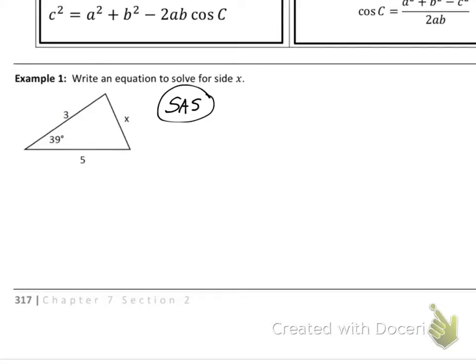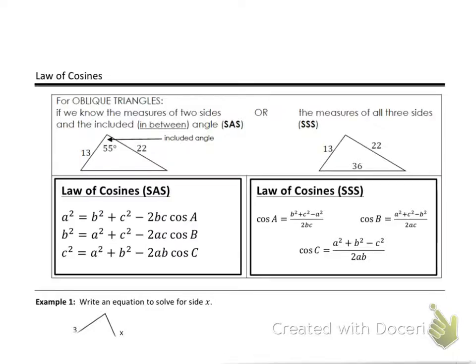Yeah, it's actually the first one. It said side, angle, side, right? I said, if you see side, angle, side, you can use the law of cosines. And we're going to use the side, angle, side law of cosines. So I kind of kept this in order. If you see side, angle, side, do this.